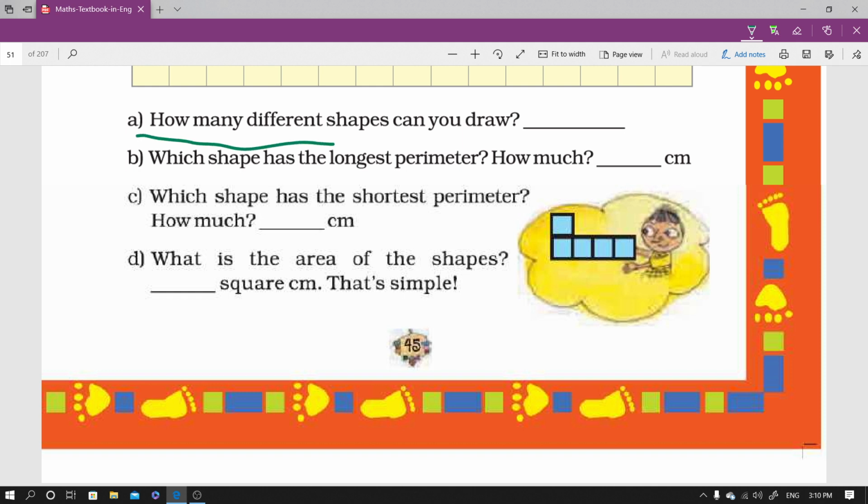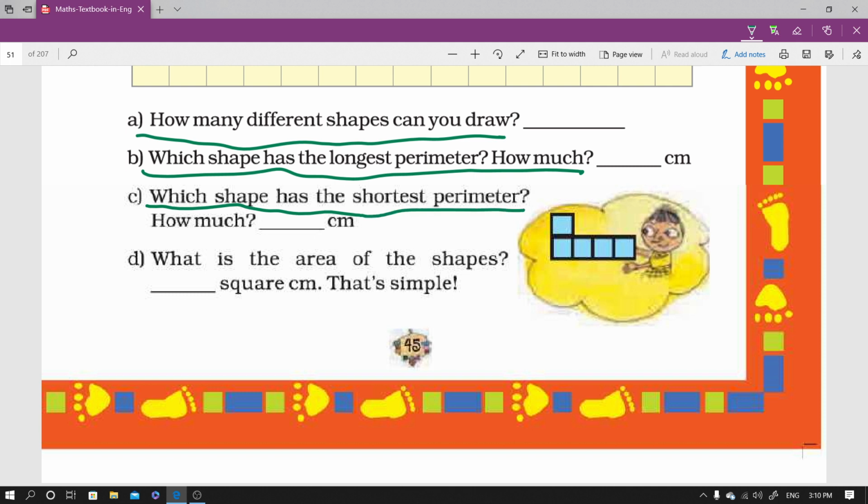How many different shapes can you draw? Which shape has the longest perimeter? How many centimeters? Which shape has the shortest perimeter? How many centimeters? What is the area of the shapes? Square centimeter. That is simple.